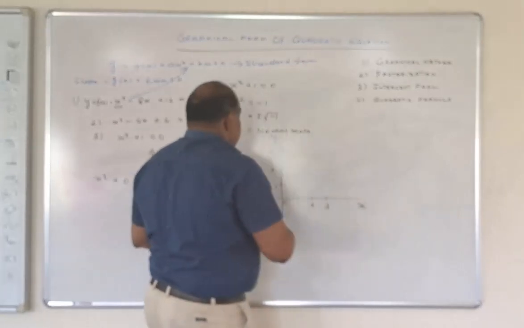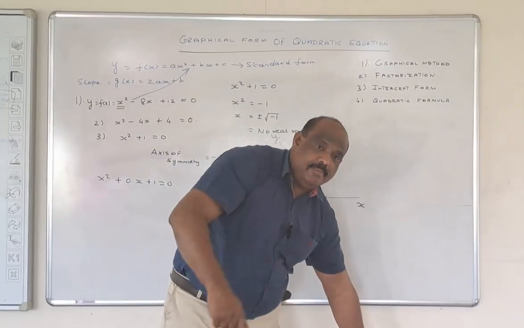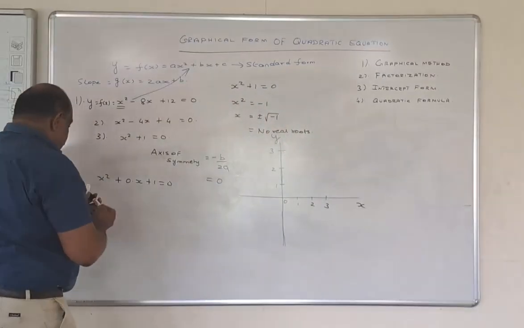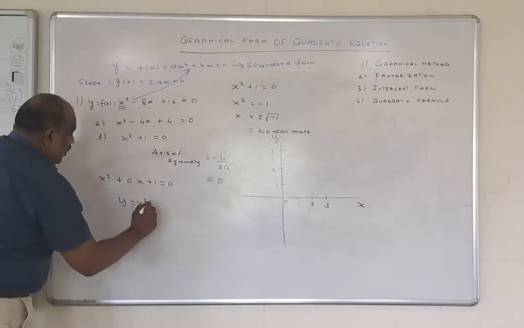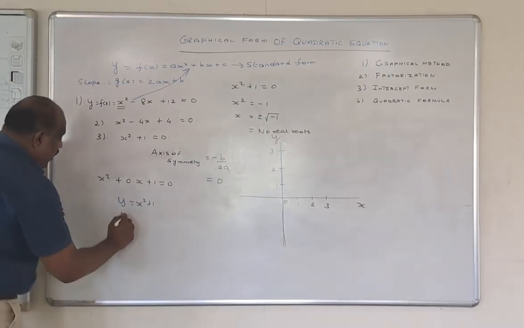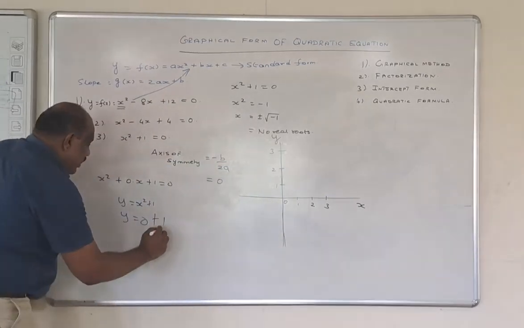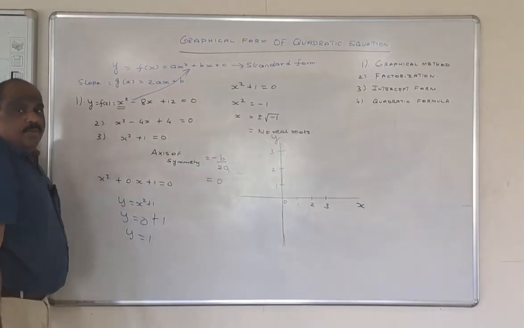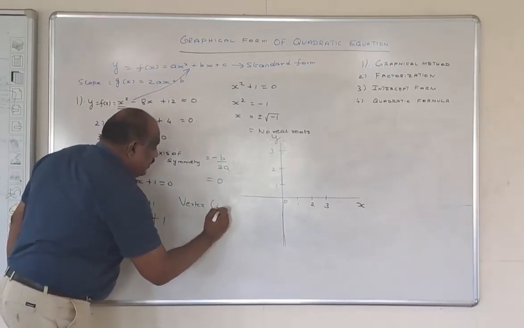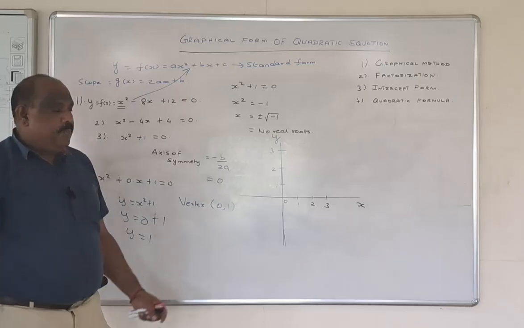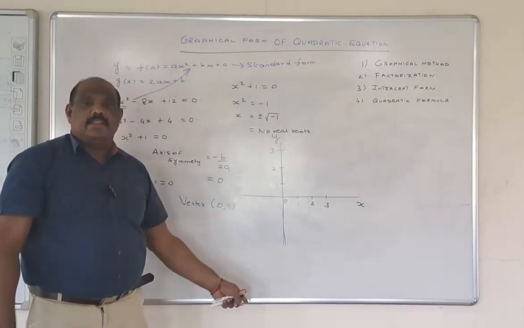Now we know that the axis of symmetry will come along this y-axis line only. But where? Here I want to find the value of y. Y equals x squared plus 1, isn't it? Now what is the value of x along this axis of symmetry? 0. So it's 0 plus 1. So what is the value of y? 1. So what is the coordinate of the vertex? 0, 1. Because I know this blue line is the axis of symmetry, and the vertex should come along this line only.